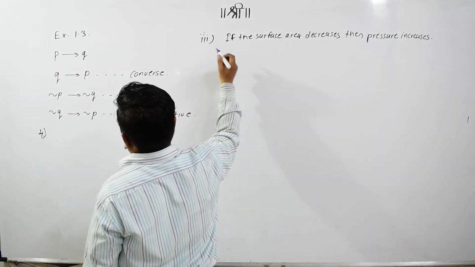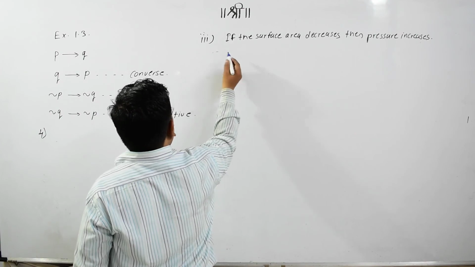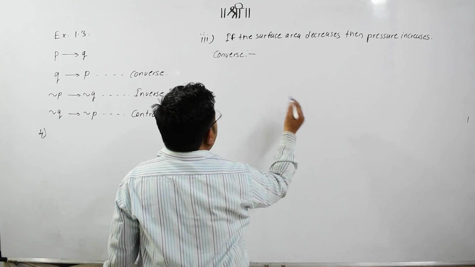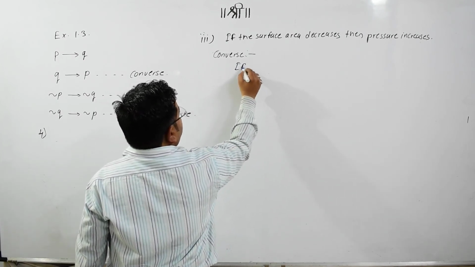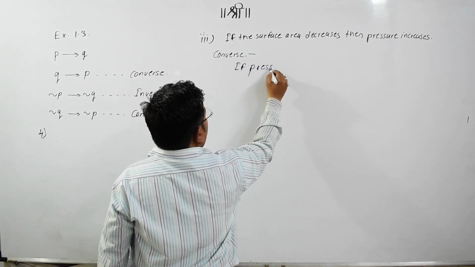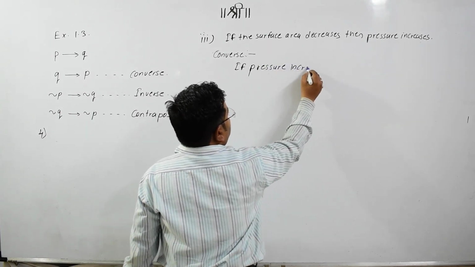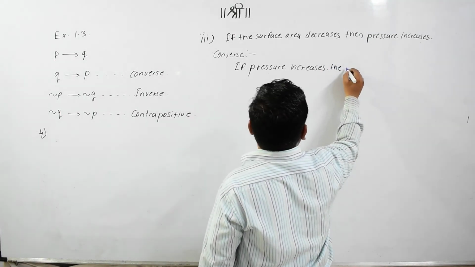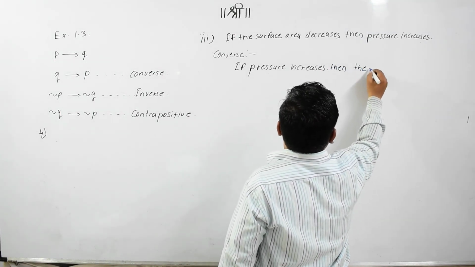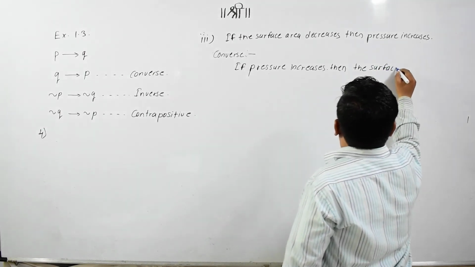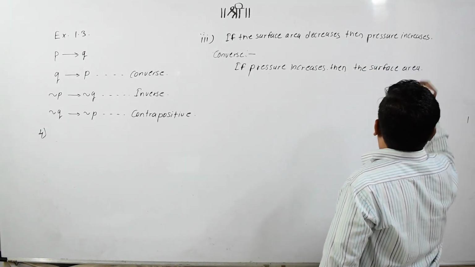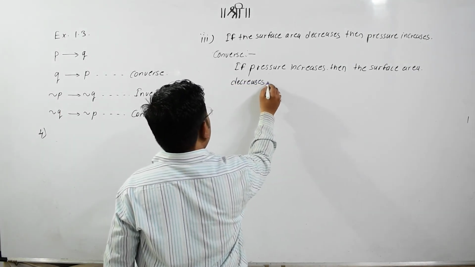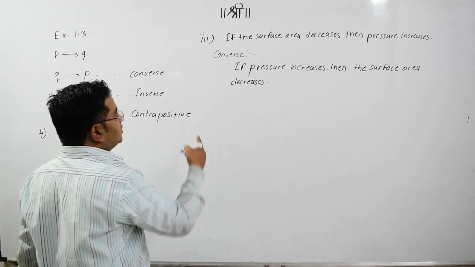Now what should be the converse of the statement? I would like to do it directly. The converse of the statement is: if pressure increases, then what will happen to the surface area? It decreases. That's the converse of the statement.